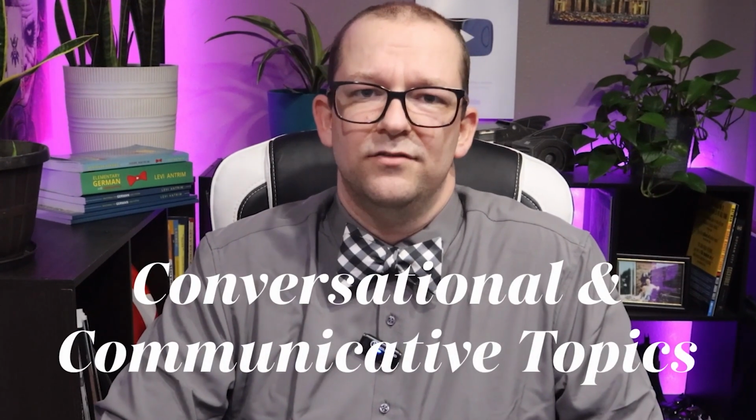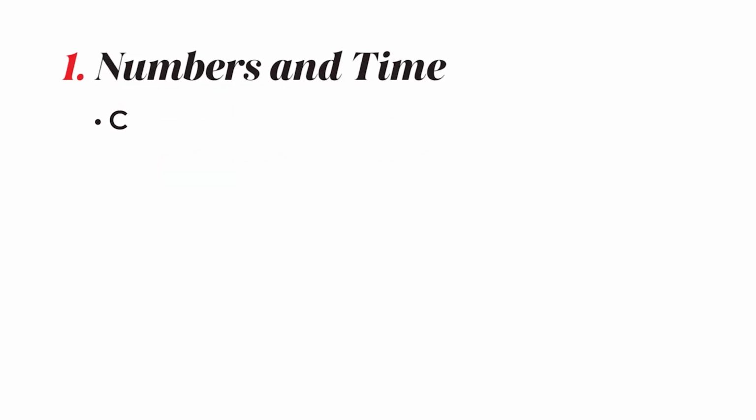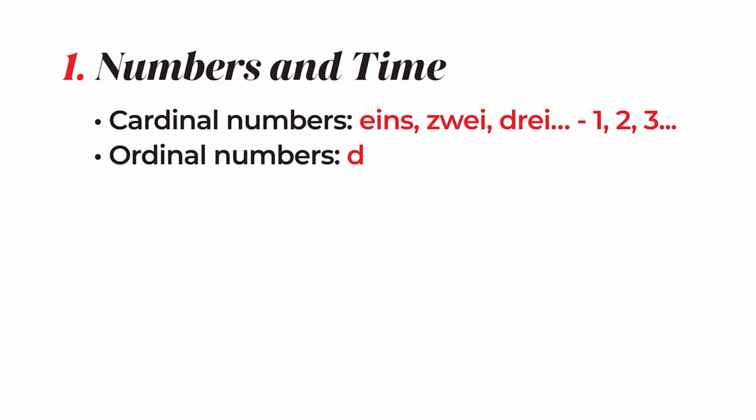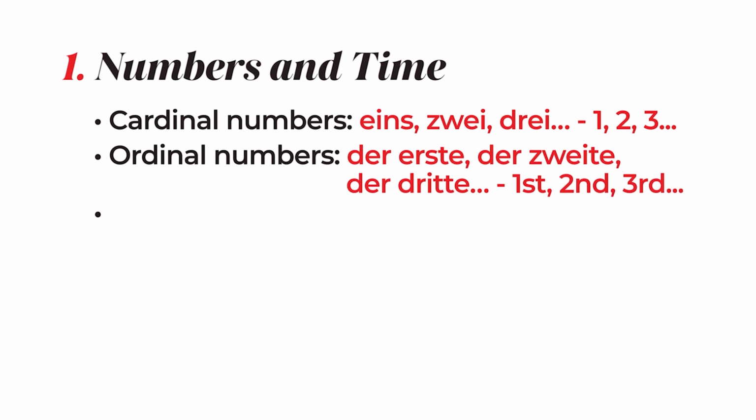I can use these words in a very constrained circumstance. Conversational and communicative topics. Grammar is nice and all, but if you can't communicate with the language, what are you even doing? At the A1 level, you need just the very basics. That includes the following topics. Numbers and time. Cardinal numbers such as 1, 2, 3, and ordinal numbers, der erste, der zweite, der dritte, the first, the second, the third.